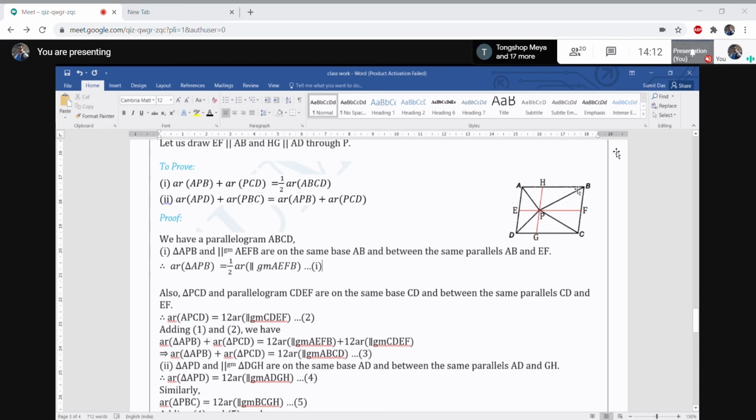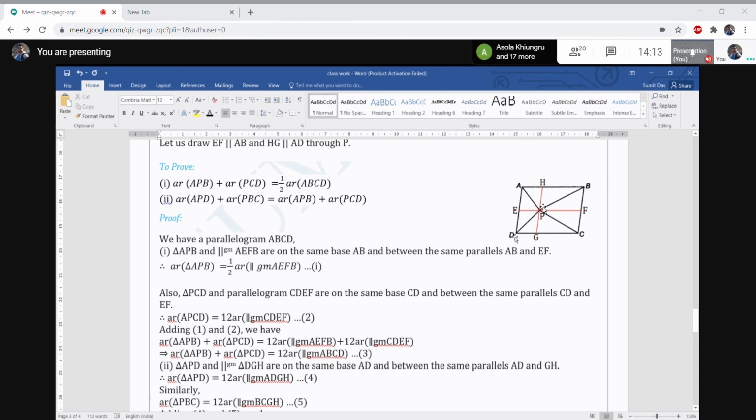Why is AEFB a parallelogram? Because look, EF is parallel to AB, right? And obviously AE and BF are parallel, so AEFB is a parallelogram. Triangle APB and parallelogram AEFB are on the same base AB and between the same parallel lines AB and EF. Therefore, area of APB equals half of area of parallelogram AEFB. That is number one.